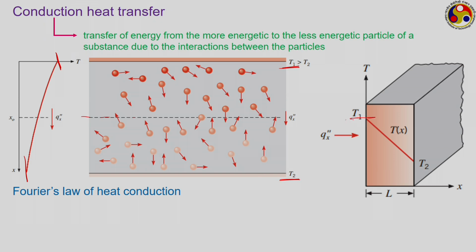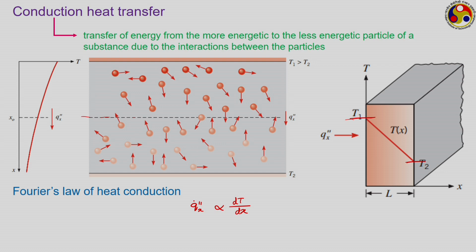So, here the temperature is T1, here the temperature is T2 and the length of the domain is L, then there is a temperature gradient acting across this, and the fundamental law which gives us an idea about the amount of heat transmitted in this direction from the wall at temperature T1 to the wall at temperature T2 is the Fourier's law of heat conduction, which says that the heat flux q dot x double prime, let us put the dot to indicate the rate, is proportional to the temperature gradient which is acting in the x direction. This is the most basic form of the Fourier's law of heat conduction.